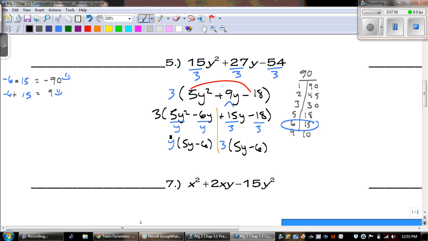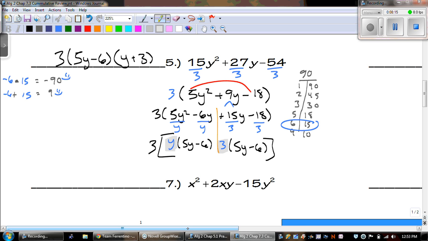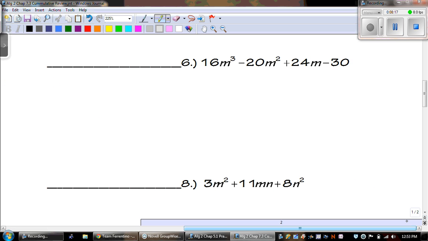Okay? So, and remember, we still have that GCF of 3 that we took out from the very beginning. So 5W minus 6, and then our other binomial was the y plus 3. And remember that the y plus 3 came from right there. Oh, I was supposed to do the box method. Maybe I'll get to do it here. Let's find out.